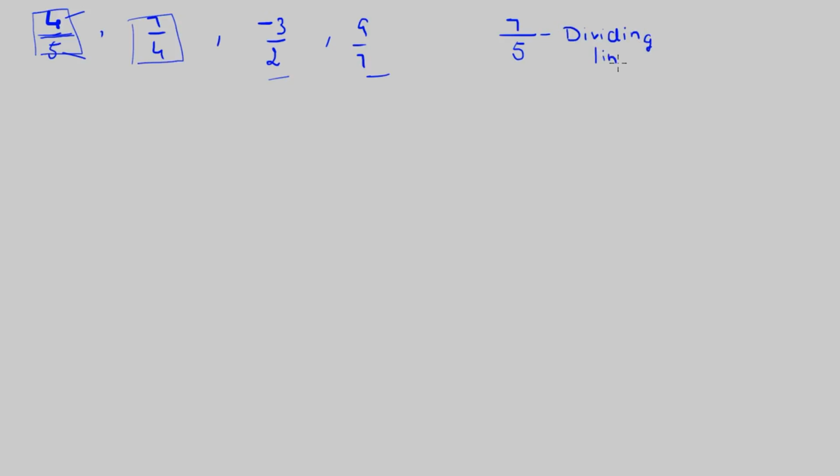What do we mean by this? The line is dividing these two numbers, 7 and 5.